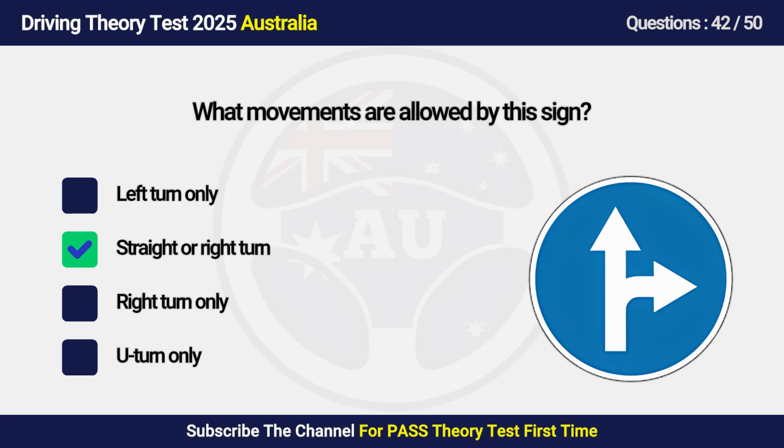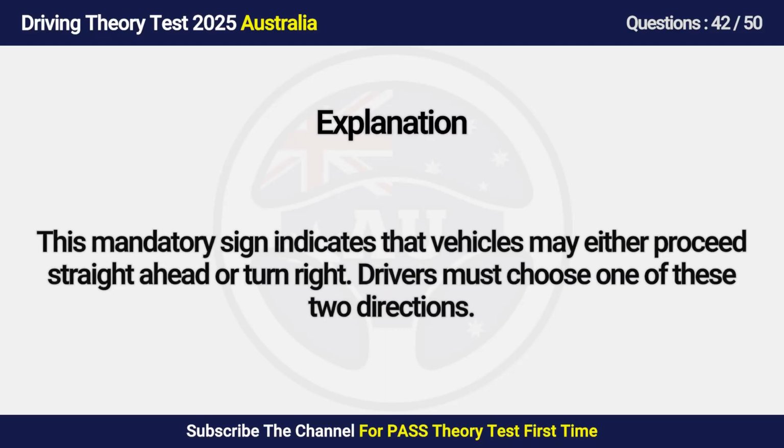Answer is B. Straight or right turn. This mandatory sign indicates that vehicles may either proceed straight ahead or turn right. Drivers must choose one of these two directions.